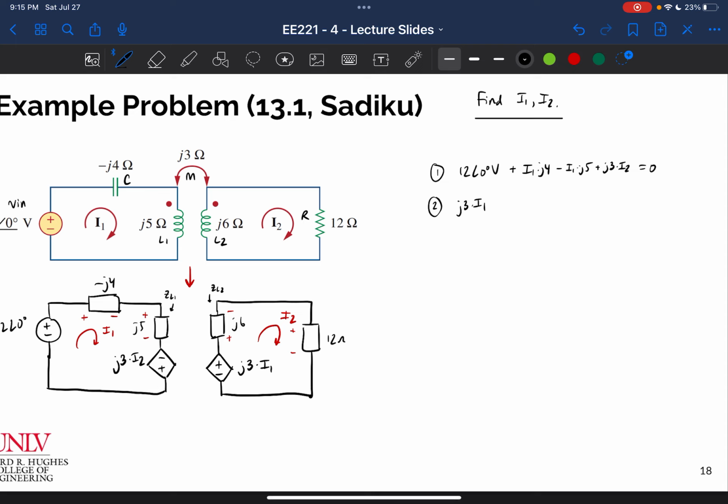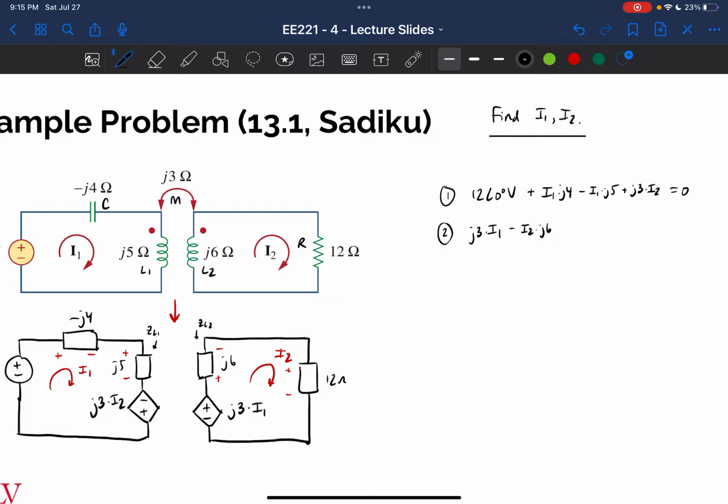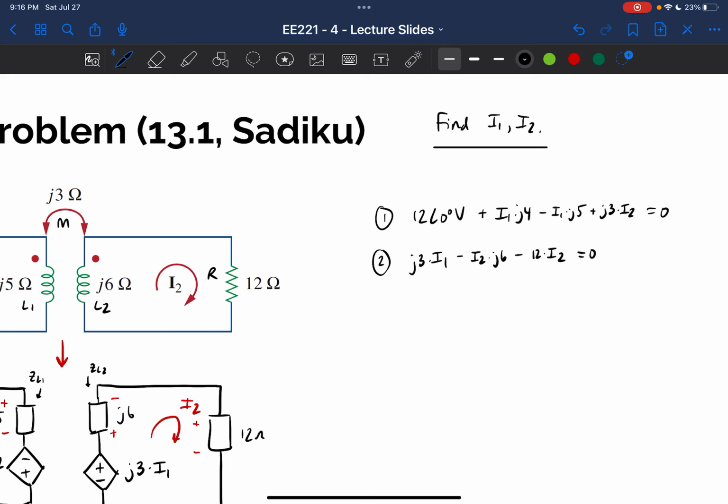Okay. And then I've got a drop across the J6, so it's going to be minus I2 times J6. And lastly, a drop across the 12 ohms, which is just going to be minus 12 times I2. All right, so I've got my two equations and my two unknowns here. I can solve for one of these.